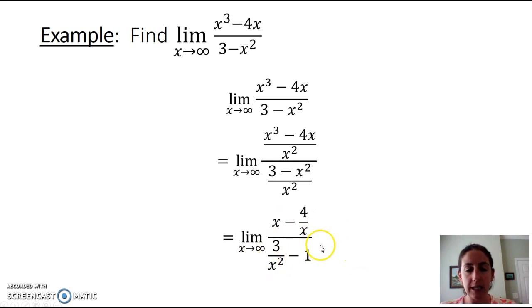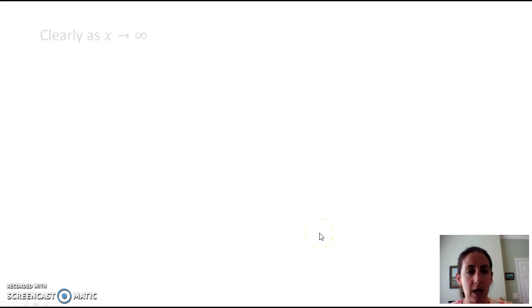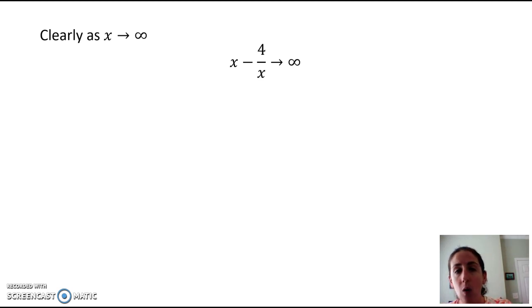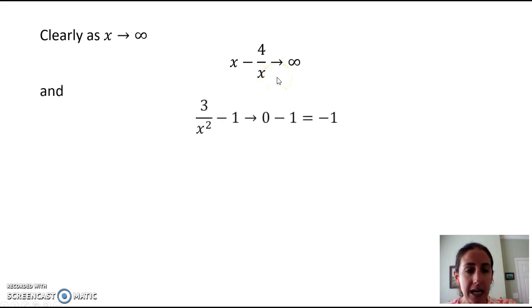So let's look at these. Let's look at that numerator and that denominator, right? So clearly as x is going off to infinity, that numerator, x minus 4 over x, is going to go off to infinity as well, right? This is going to increase without bound. This is going to go to 0. And then let's look at that denominator. 3 over x squared minus 1. This is going to go off to 0, and then this just stays as negative 1, so we have 0 minus 1 or negative 1.